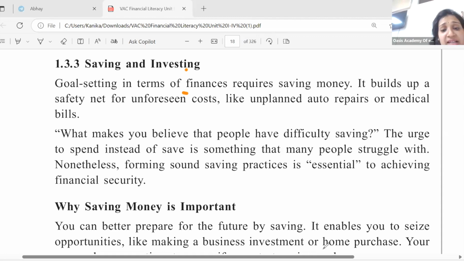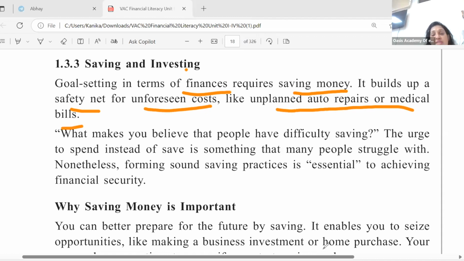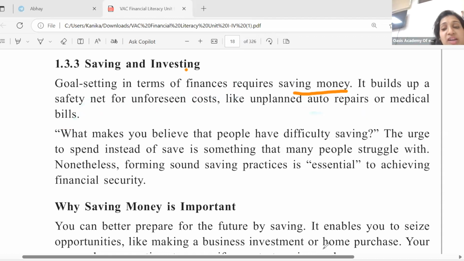Goal setting in terms of finance requires saving money. It is for safety. Safety for what? Unforeseen costs, like unplanned auto repairs or payment of bills, meaning any emergency. Basically, why do you save? To meet an emergency expense, an unforeseen cost which is unplanned. So you should have some savings in hand. And once you start saving, you should start investing too. Saving and investment are very important in your financial plan.